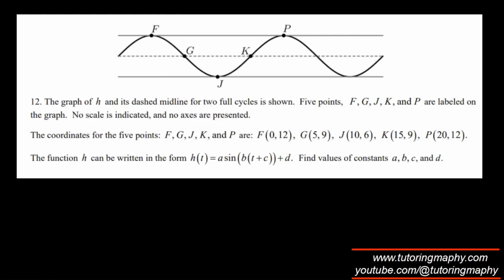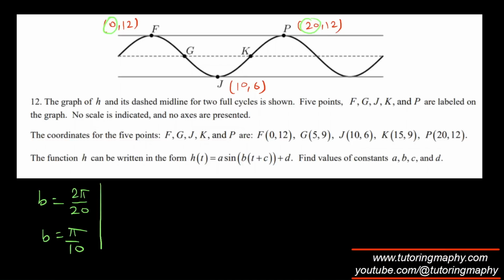Okay. Over here, let's write the coordinates of this first. So 0, 12 is here. J is, I think, 10, comma 6 and 20, comma 12 over here. Easiest is to find B, I think, because the period is from 0 to 20, which is just 20. So the b is 2 pi over 20, which is pi over 10. Then d value will be maximum, which is 12, plus minimum, which is 6, over 2. 18 over 2 is 9. So d is 9.